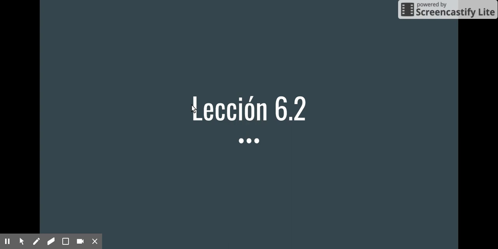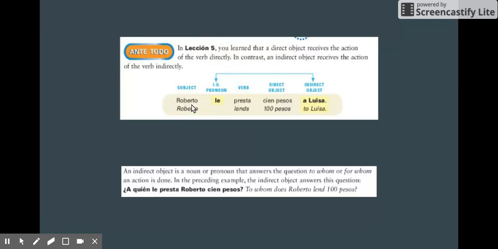Welcome to the video lecture for section 6.2, and in this section we'll learn about indirect objects and indirect object pronouns. So in the previous chapter 5, we learned about direct objects, and to identify the direct object of a question, you ask what. So for example, in this sentence right here, Robert lends $100 to Luisa. We ask the question, what does Robert lend? Robert lends 100 pesos. So 100 pesos is the direct object of the sentence.